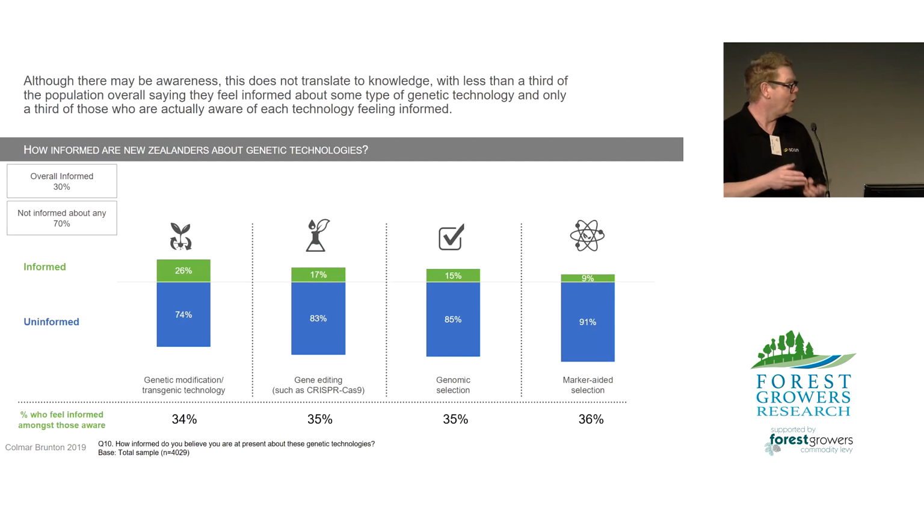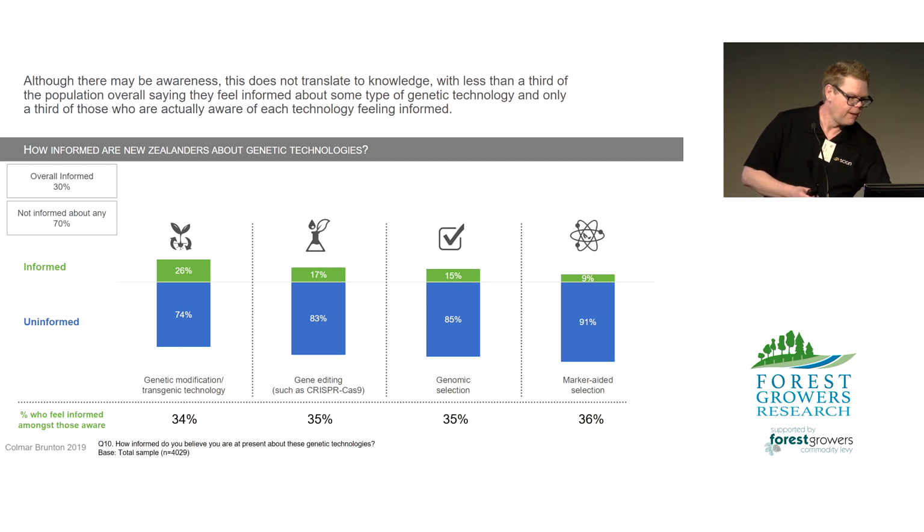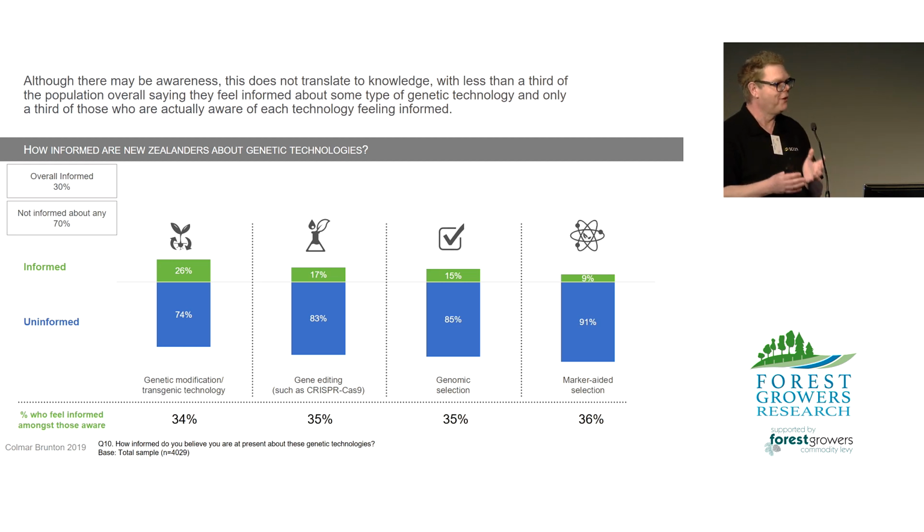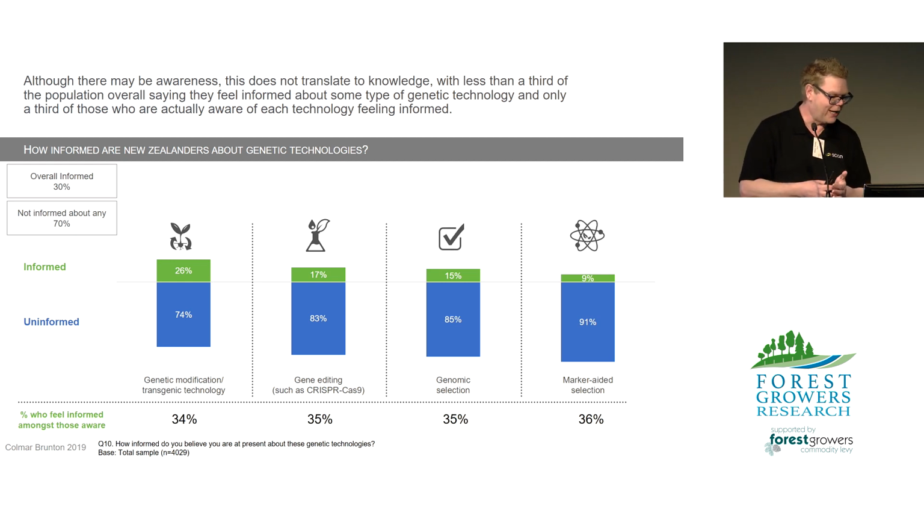Next, we wanted to know not how aware people were, but actually how knowledgeable they were. Did people actually know anything about this technology? Because obviously knowledge is what's needed if people are going to be able to make an informed decision. And the answers we got here, you can see, are that clearly people aren't very knowledgeable about these technologies. And this was people assessing themselves, saying whether they were knowledgeable. And you can see that for both genetic modification and gene editing, there were very low levels of knowledge.